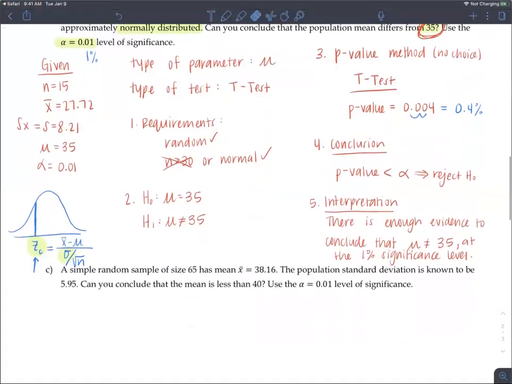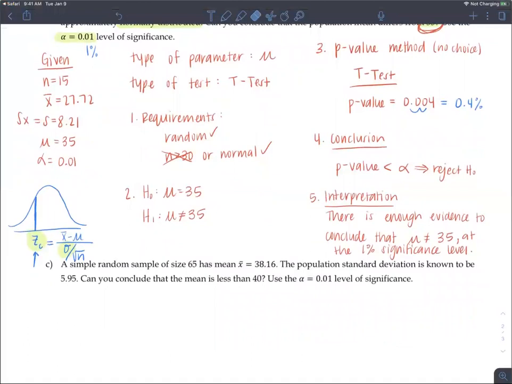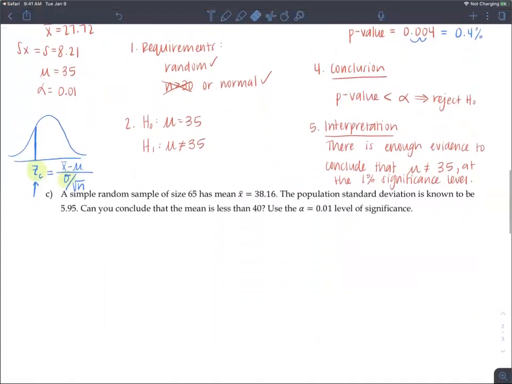So yeah, let's look at question 3. This is the last one, right? And then Wednesday we'll talk about confidence interval review. If we look at this last one, we're told that a simple random sample of size 65 has mean 38.16. The population standard deviation is known to be 5.95. And can you conclude that the mean is less than 40? Use alpha equals 0.01.